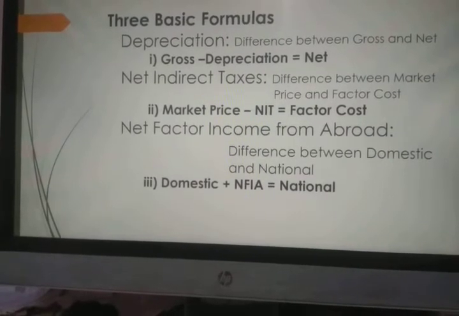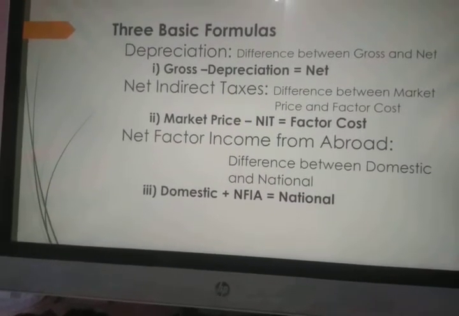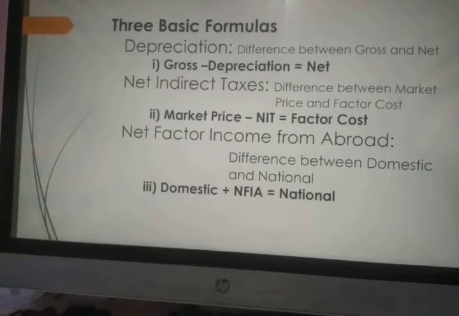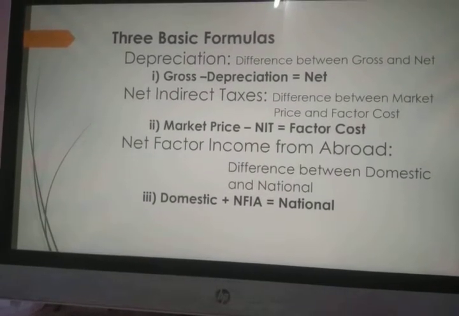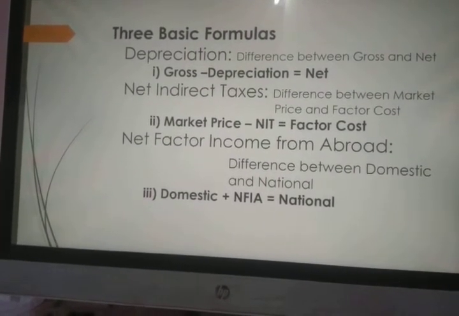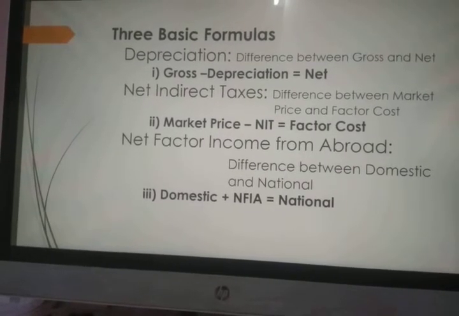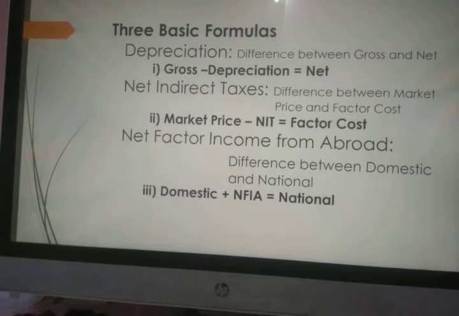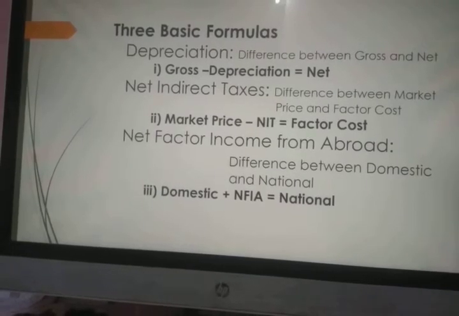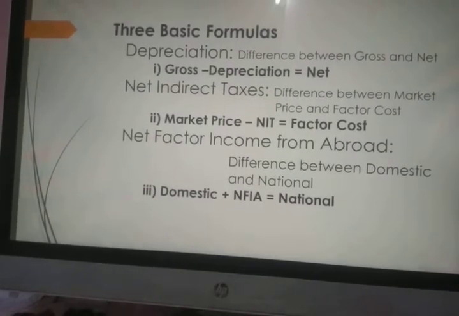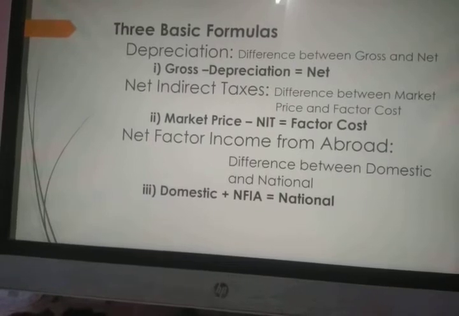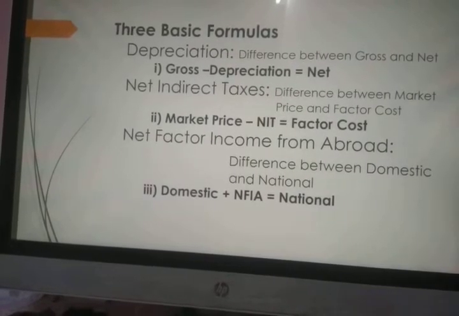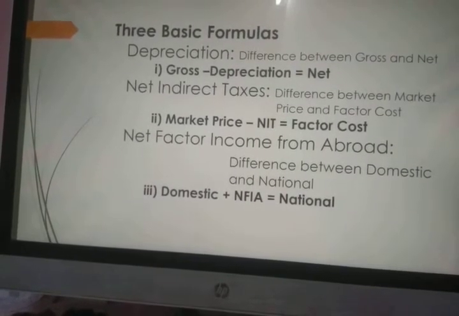Factor income from abroad is earned by the normal residents of the country who are working in other countries, whereas factor income to abroad are the incomes which are earned by other countries' nationals in the country where they are residing, that is India. If they are residing here, they are earning here.